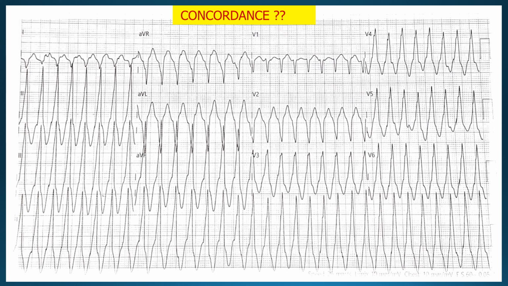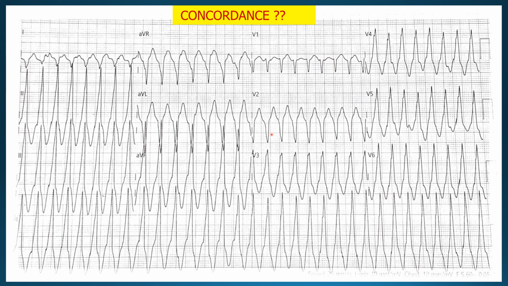The next question that arises is the concordance. So what do we mean by concordance? This means that looking at the QRS complexes in the chest leads from V1 to V6, we have to see whether the QRS complexes all look the same or all have the same direction. For instance, in a positive concordance, all the QRS complexes have to be positive from V1 to V6. In this case, we can only see positivity in V3 to V6 and V1, V2 are negative. So this is not a positive concordance.